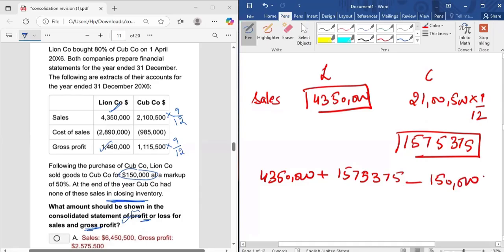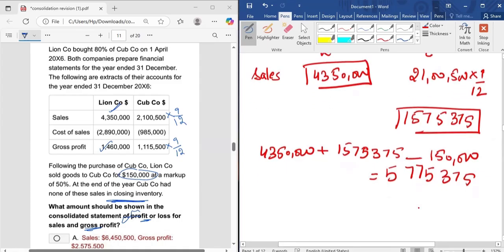So you have to remove intra-group sales. We will not make any adjustment for unrealized profit, but we have to make an adjustment for the sale because this has taken place within the same group. Okay. So when you do this calculation, let me just quickly calculate it. 3 lakh 50,000 and deduct 1 lakh 50,000 from this. So I'll get a figure of 5775375. Okay. So this was my sales figure.